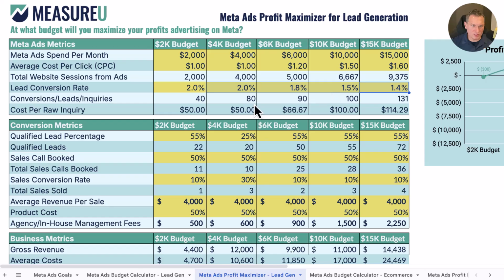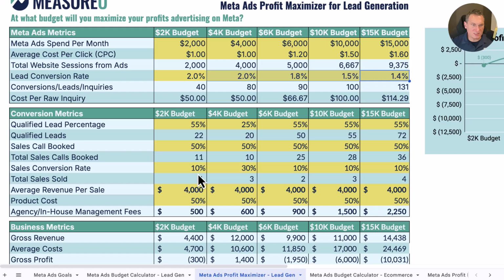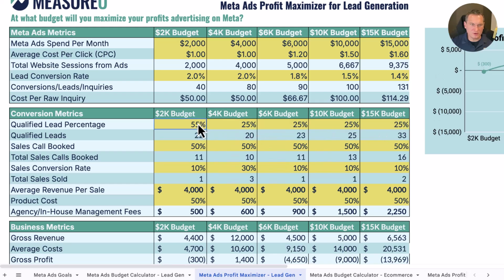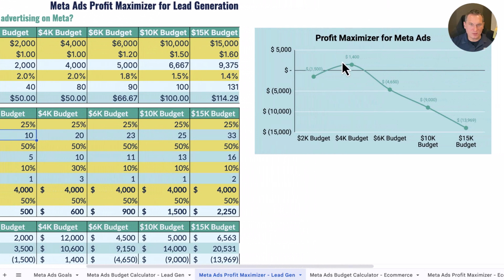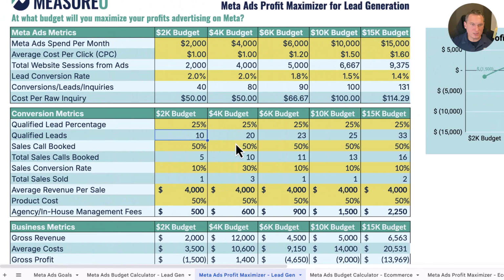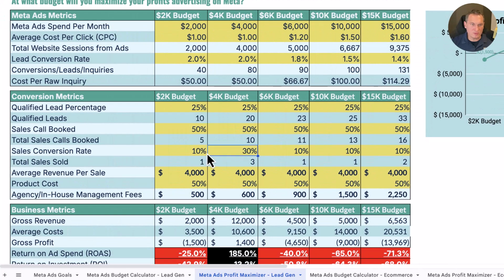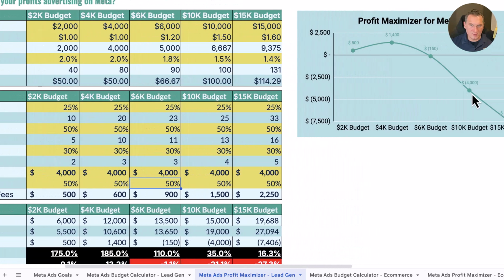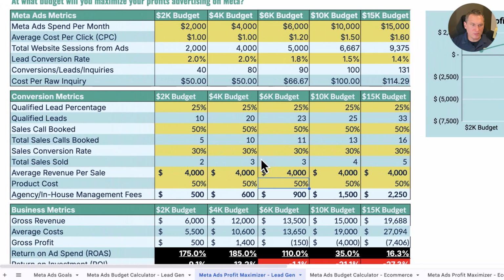However, there's times where your conversion rate goes down, but your overall revenue can go up based on your sales percentages and so on and so forth. So you can see I adjusted the qualified lead percentage here, so we'll just make that uniform across so it doesn't confuse us. And we're not profitable at all right now, except for in this $4,000 budget. And then if we keep on going through, the reason why it's profitable is because our conversion rate is higher. So we have a really high sales conversion rate. Now, if you get 30% conversion rate, everything becomes pretty close to profitable.